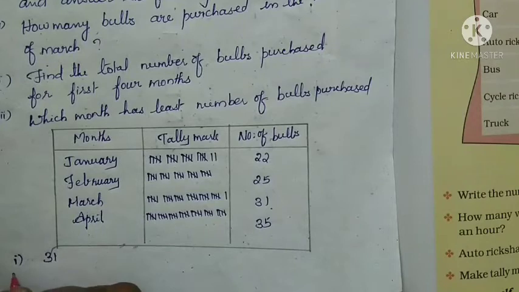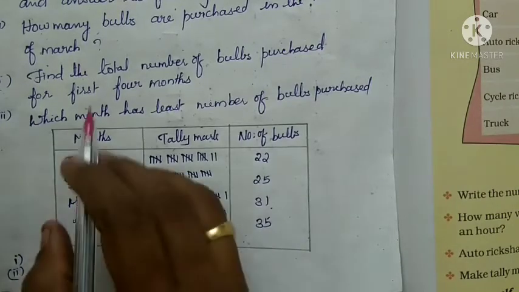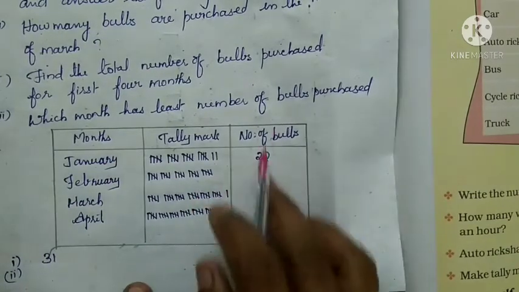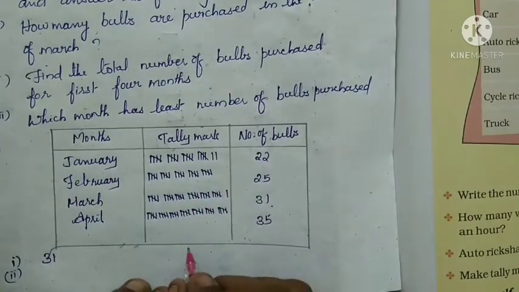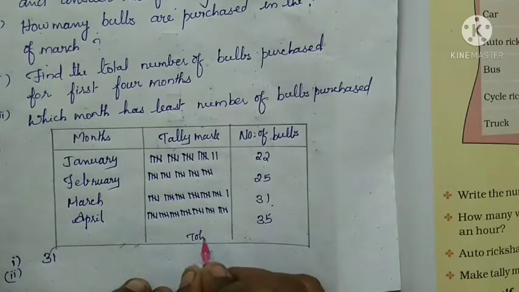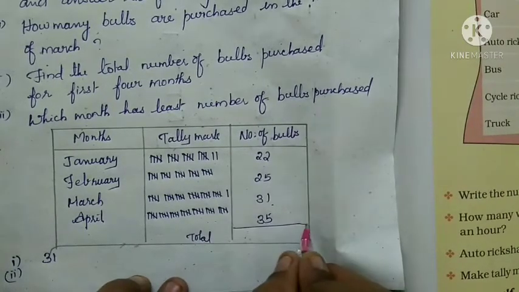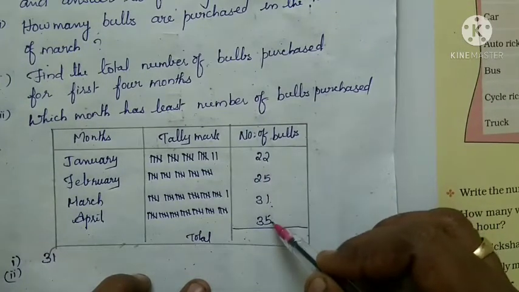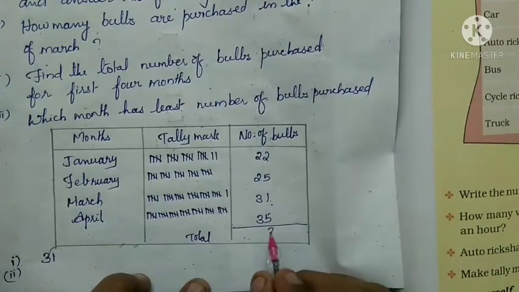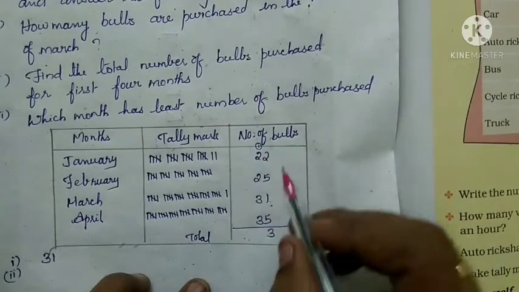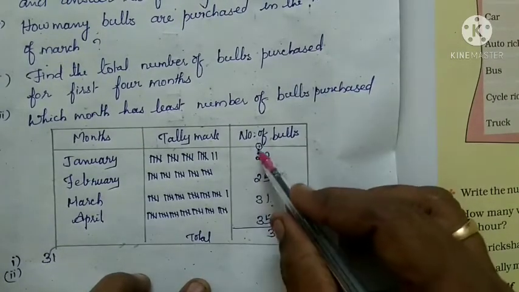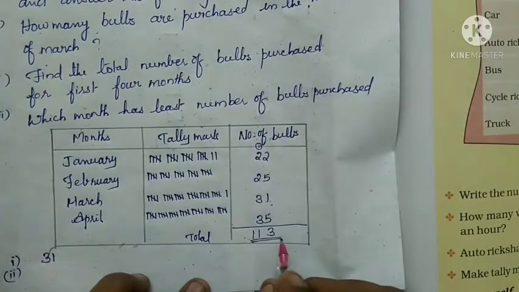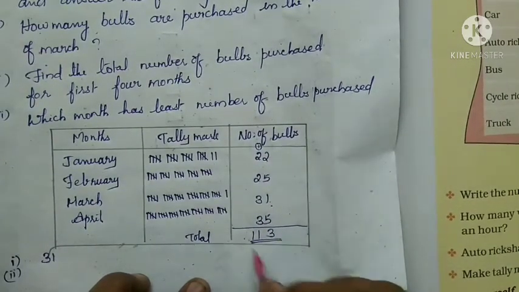Okay. And then second question, find the total number of bulbs purchased for the first 4 months. So you have to find out the total here. So total 5 plus 2, 7 plus 1, 8. 8 plus 5, 13. Balance 1. 2 plus 2, 4 plus 1, 5 plus 3, 8 plus 3, 11. 113. Okay, that is the total number.